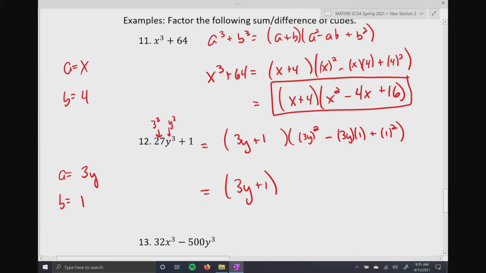Now I'll clean it up. In the first set of parentheses, the binomial will be 3y plus 1. In the second set of parentheses, that trinomial, we got to simplify. 3y to the second power is 9y squared. Minus 3y times 1 is 3y. And then 1 squared is 1.